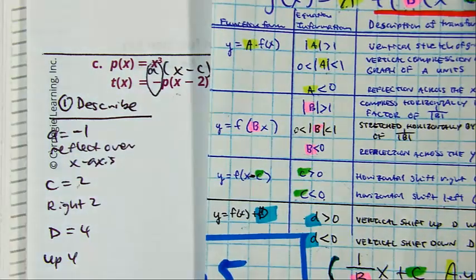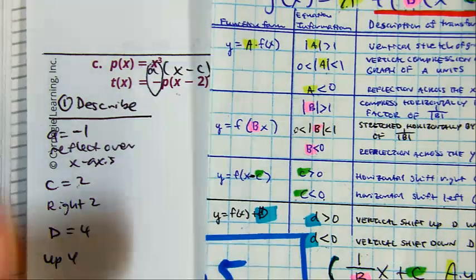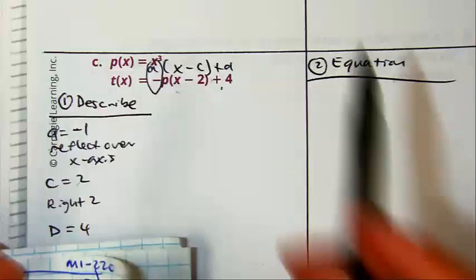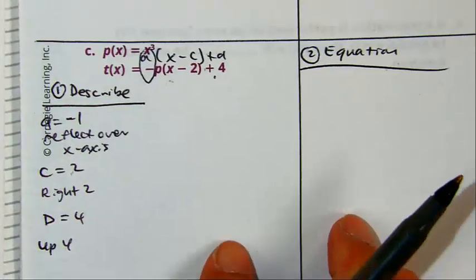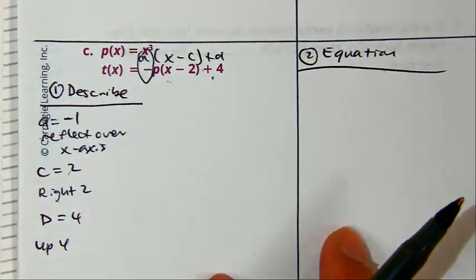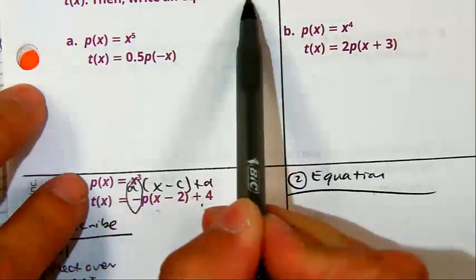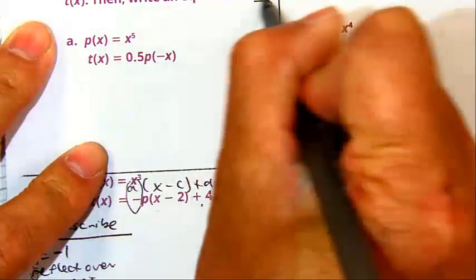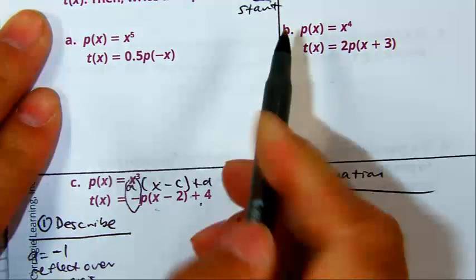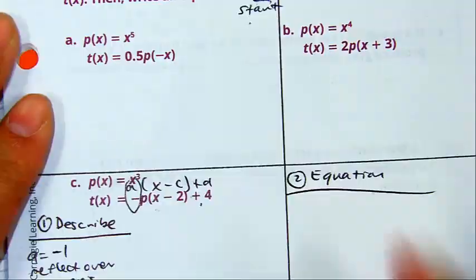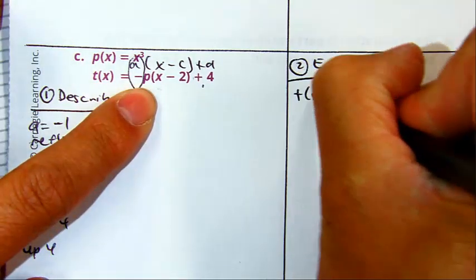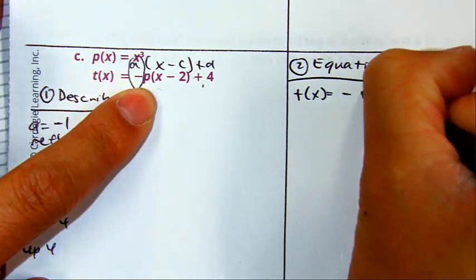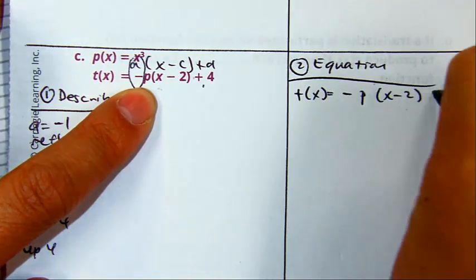Okay, so this should just be a review, and then you could use this and make a rule, right? It didn't ask us to do that, but it did ask us to. Number 2, write an equation. Okay, this is the new part. Let's write now an equation. So it tells us write an equation for t of x in terms of x. What does that mean? Start with t of x. So start at t of x. I'm going to write down t of x first. T of x is equal to negative p of x minus 2 plus 4.